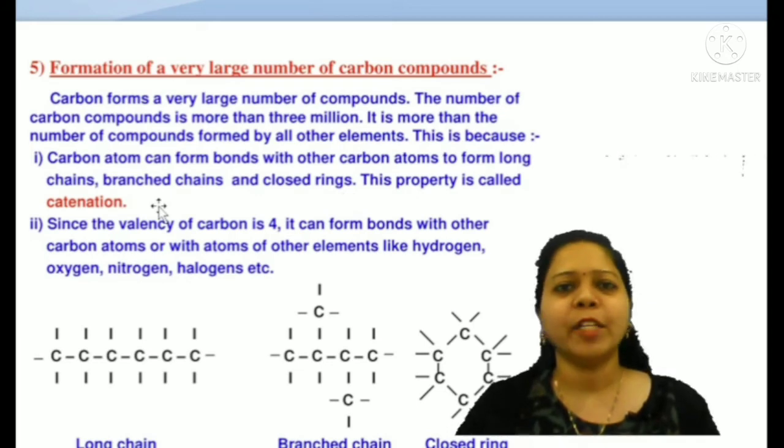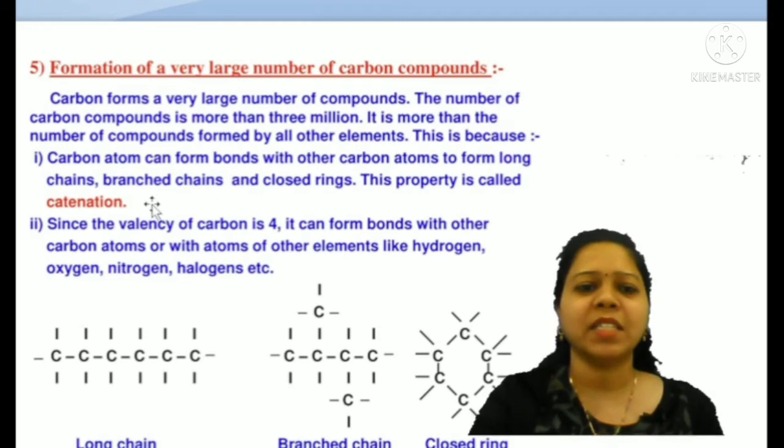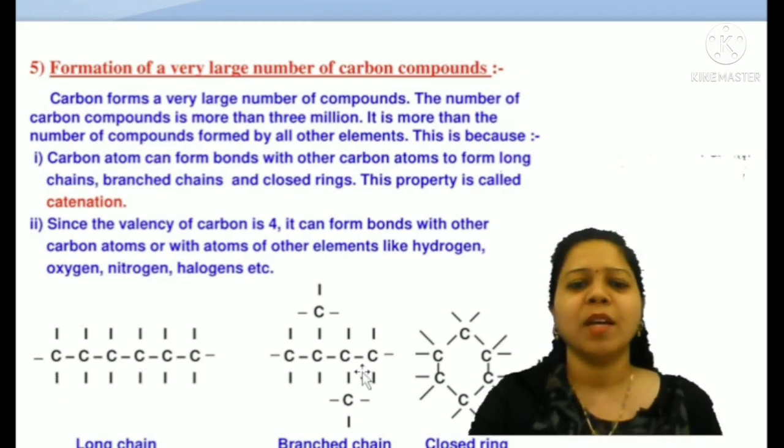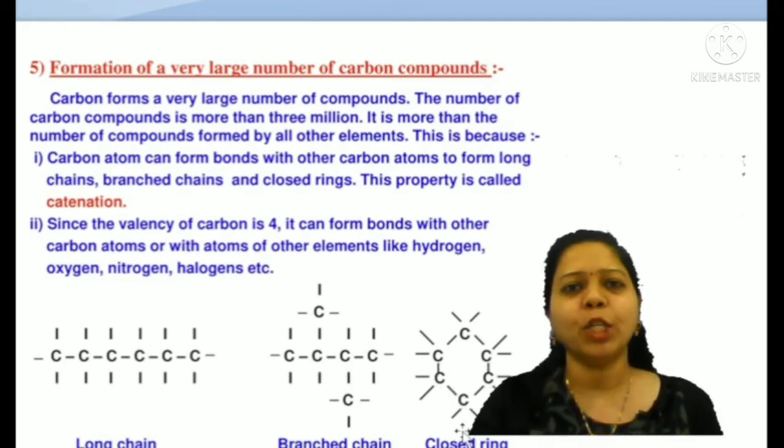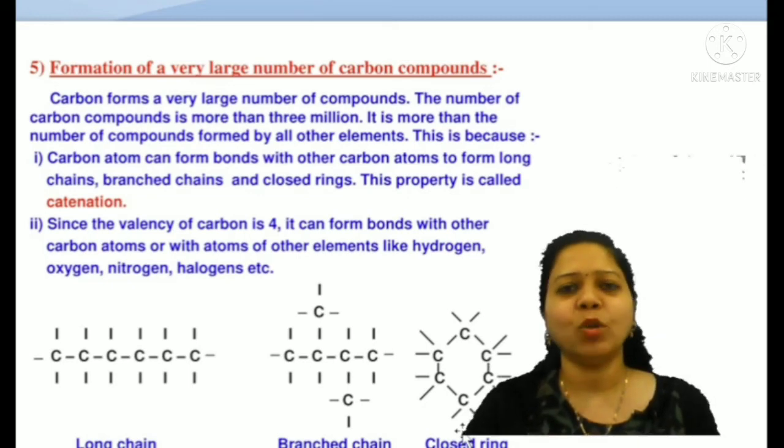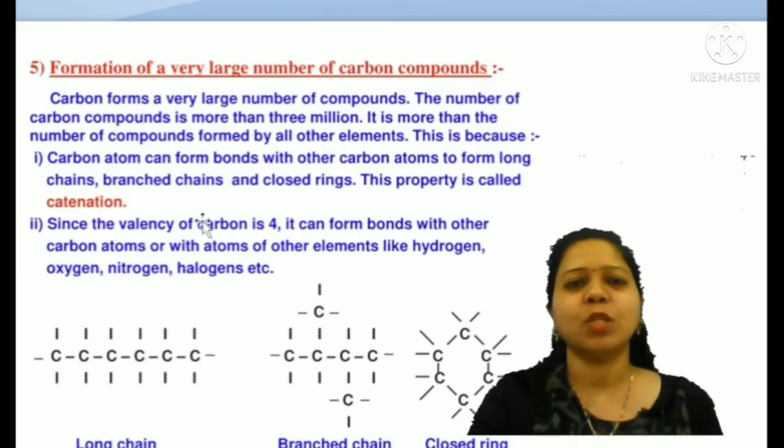Carbon has the ability to form bonds with carbon to form a straight, long chain compound, as well as a branched chain, which is shown in this figure, or a closed ring chain compound. Because of this ability, it can form millions of compounds, and this property of carbon is known as catenation.